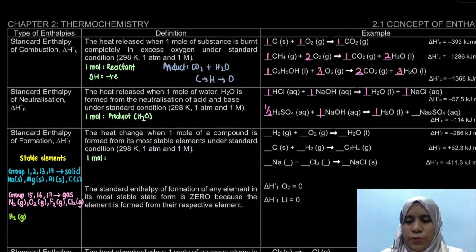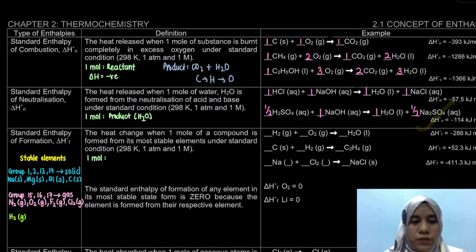Okay, but then how about the product? The other product, our Na2SO4. From here, in Na2, we have 2 sodium. But from the reactant, it's 1. So how to make it balance? It is 1/2. Okay, so this is the standard enthalpy of neutralization.